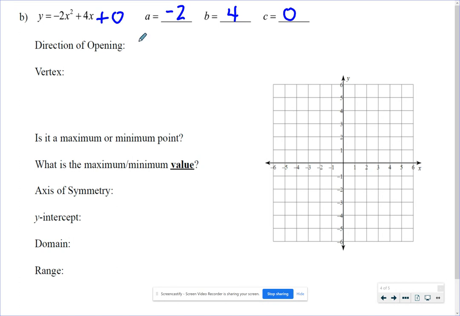Direction of opening, it's going to be down because a is negative. So if you need to give a reason for why it's opening downward, or how we know it's opening downward, it's because a is negative.